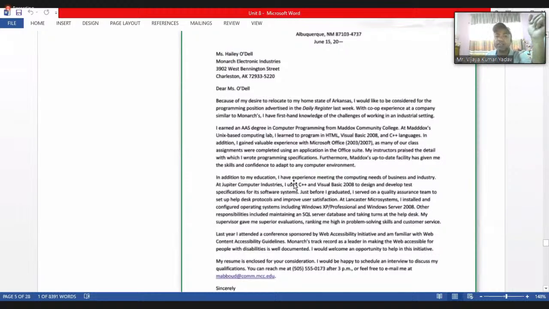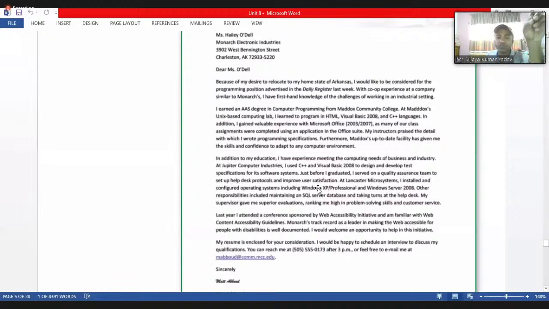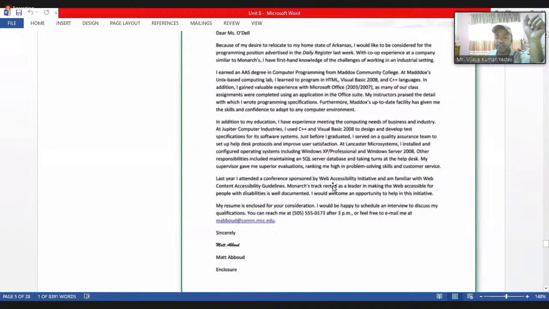Similarly, "in addition to my education, I have experience meeting the computing needs of business industry." So here what is given? Here educational qualification and here experience. So this is the way and you can continue. "Last year I attended a conference," that is additional qualities, additional skills. In the second paragraph, educational qualification. In the third paragraph, your experiences. In the fourth paragraph, your additional skills and abilities.